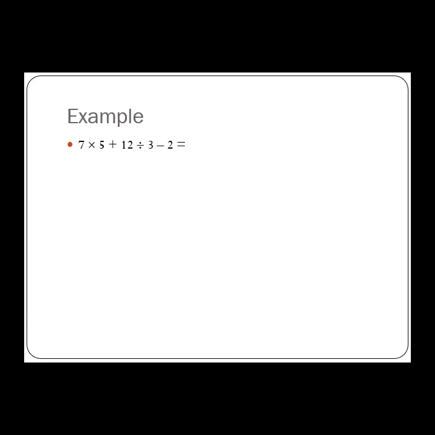Here's another example. What I'm going to do first is this multiplication that I see first on the left. So 35 plus 12 divided by 3 minus 2. The next thing that I'm going to do is this division that I see. 35 plus 4 minus 2. And now I'm going to work on this, which is 39, and I get 37.